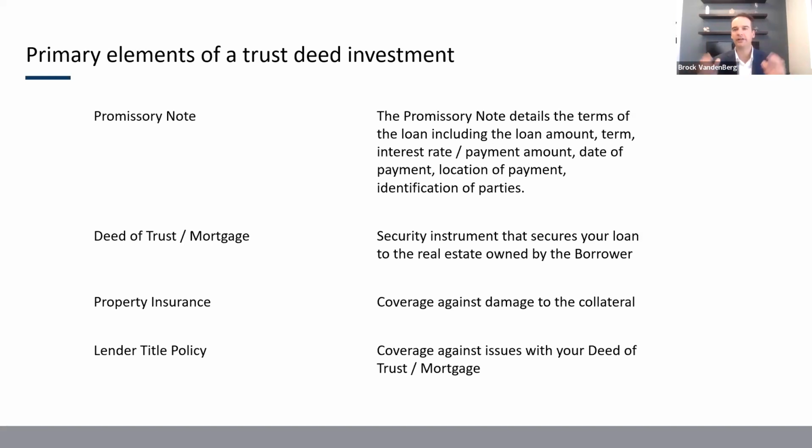So we got the promissory note. Promissory note is, again, what that borrower is going to sign and is stating the terms of the loan that you're going to give them. Okay. But remember, you need to secure your loan against the property that the borrower will use as collateral. All right. And we do that with, in California, a deed of trust. In other states, it's a mortgage.